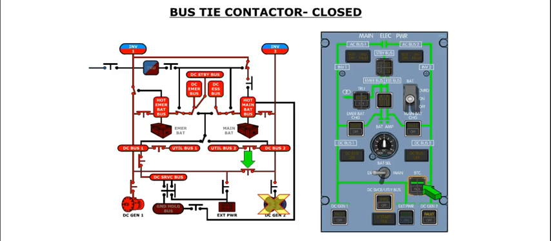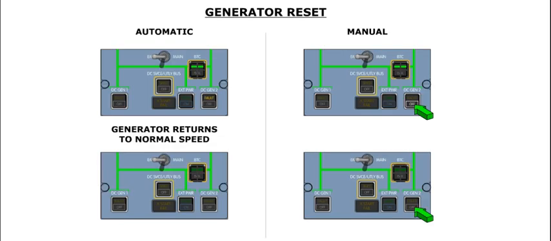Regardless of what caused the fault caption to illuminate, the bus tie contactor will close. This will cause the affected DC bus to be powered by the operating generator. If the fault caption illuminated because the GCU detected an underspeed, the generator will reset itself automatically once the generator returns to normal speed. If the fault caption illuminated due to any other GCU protection, the generator would have to be reset by cycling the affected generator push button.